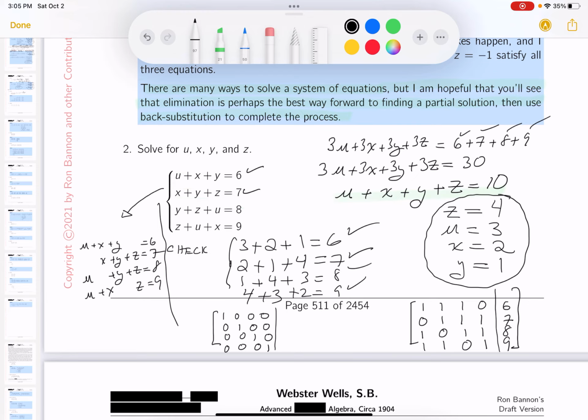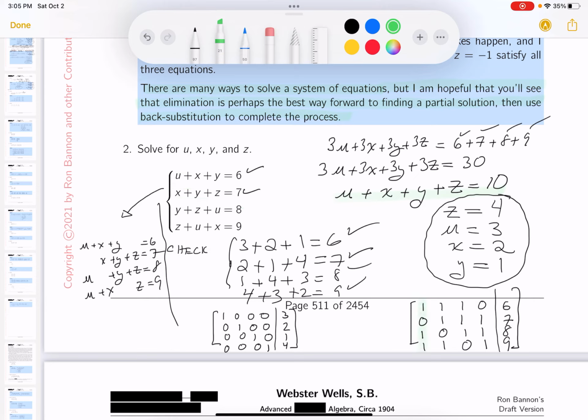Well, what's u? U is 3. I'll read this to you later. The x is 2. What's the y? The y is 1. And what's the z? The z is 4. All right? Whoops, I'm sorry. I said something that's not true. I said 4, right? So let me repeat this, what we got over here.